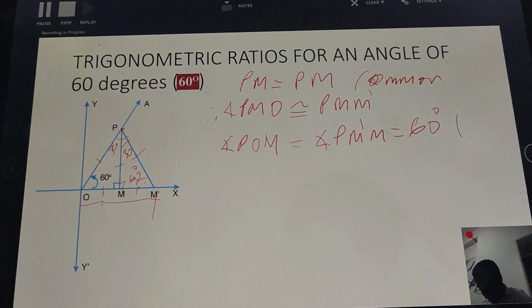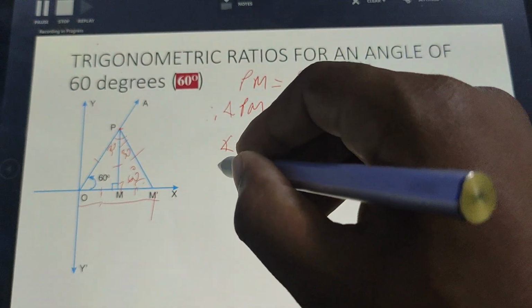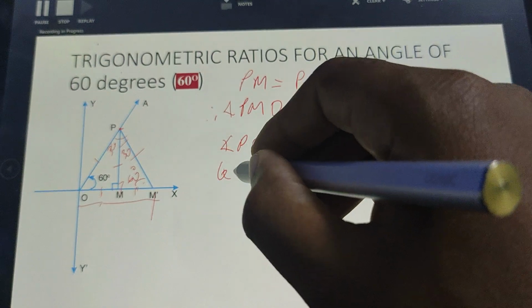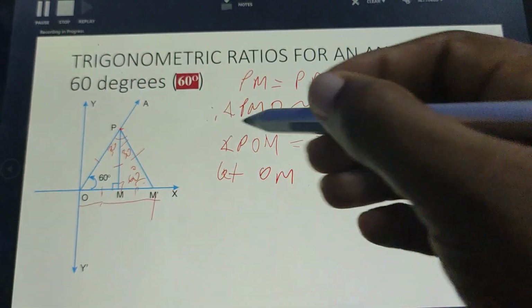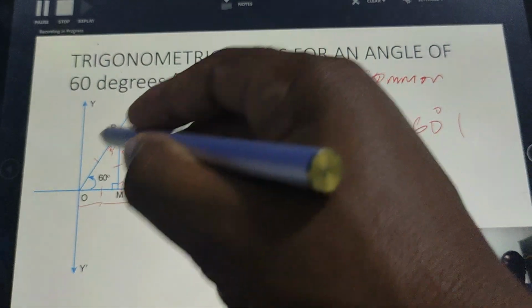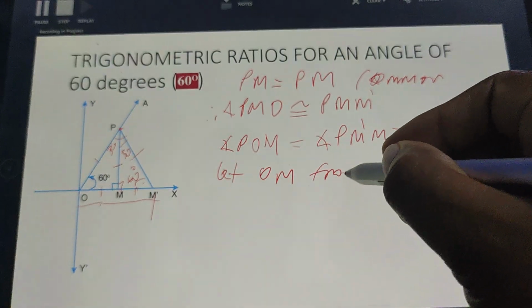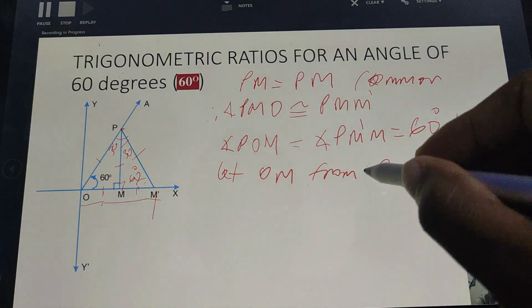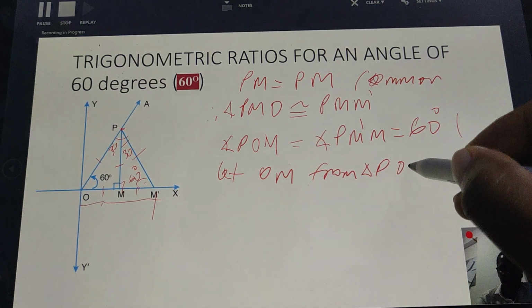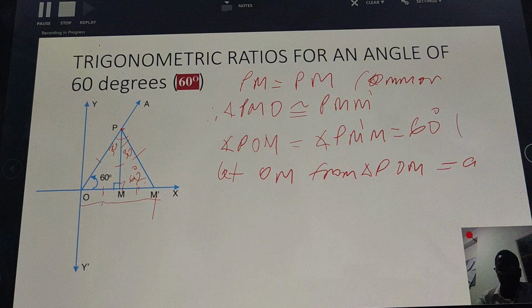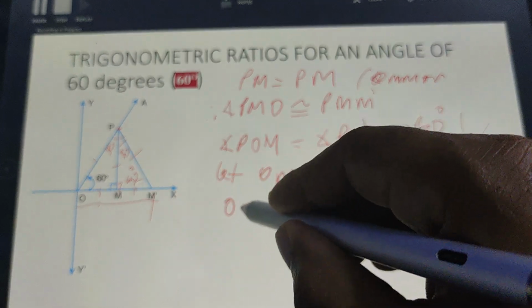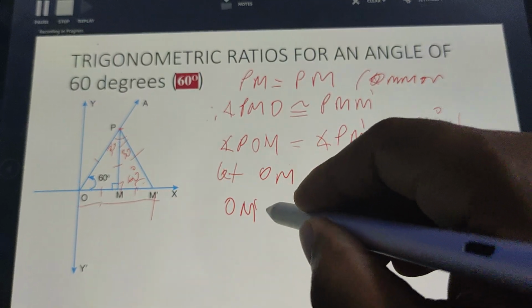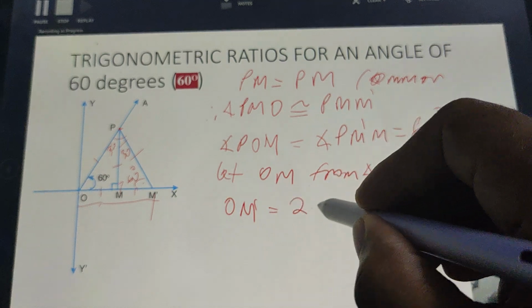I hope we are together. Then if we say that, let OM from this triangle POM be equal to A. It means that OM dash will be equal to A.